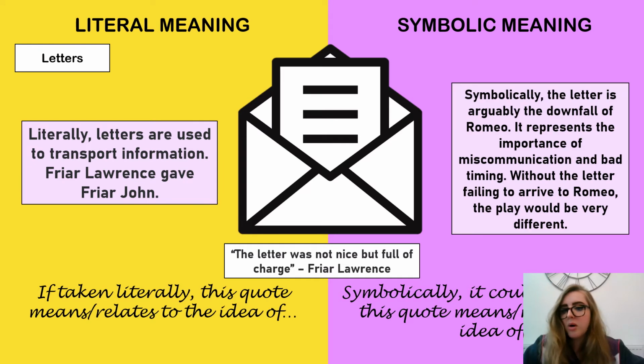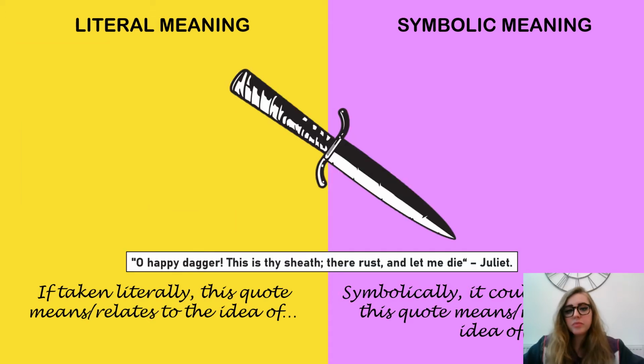And as I said here, symbolically, it arguably represents the downfall of Romeo, and it stresses the importance of miscommunication and bad timing. All the time thinking about what themes this could relate to: love, hatred, suicide, all of these things can be related back to the letter.